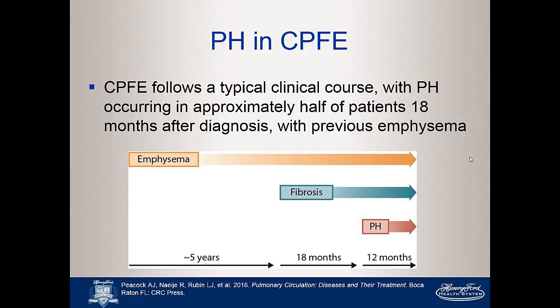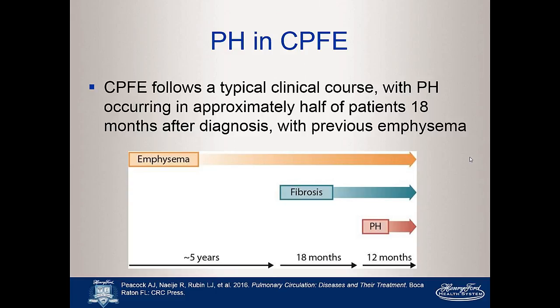The clinical course is interesting. It's generally patients who have emphysema first, with PH occurring about 18 months after the diagnosis of concurrent IPF and emphysema. So you can see that whole track record of patients having clinically significant emphysema for about 5 years, presenting later with fibrosis, and then PH.